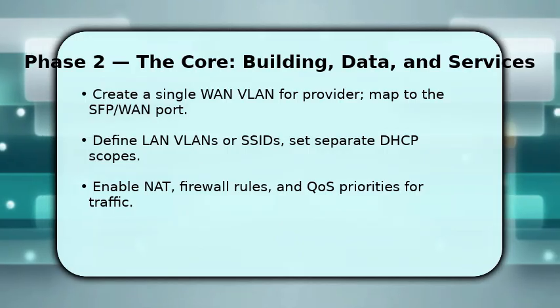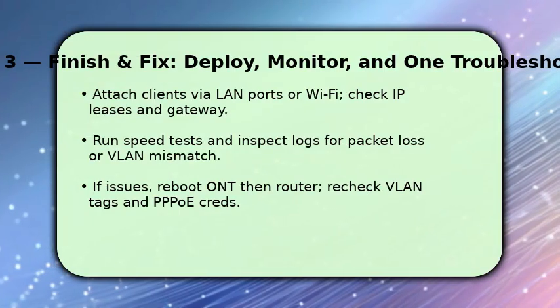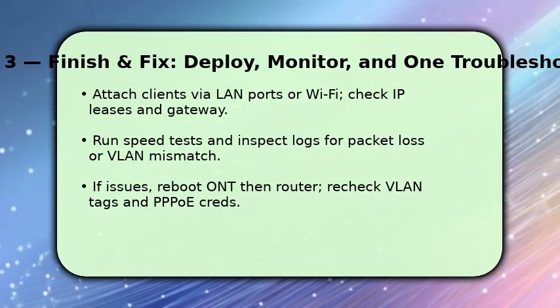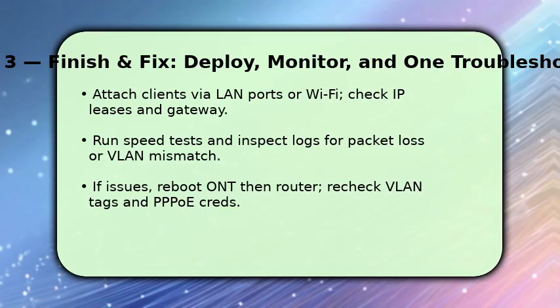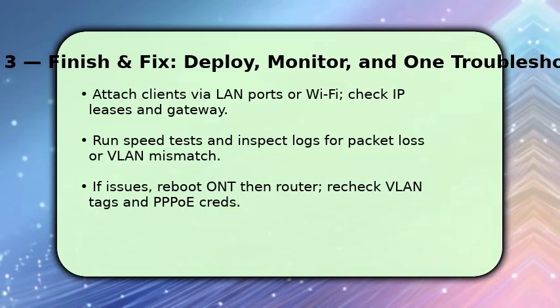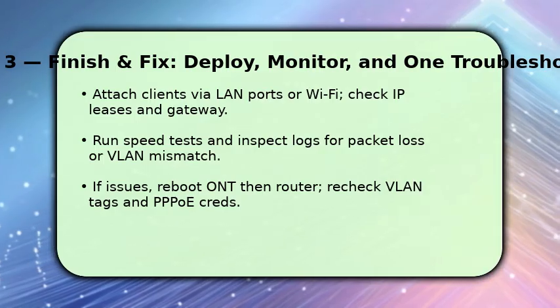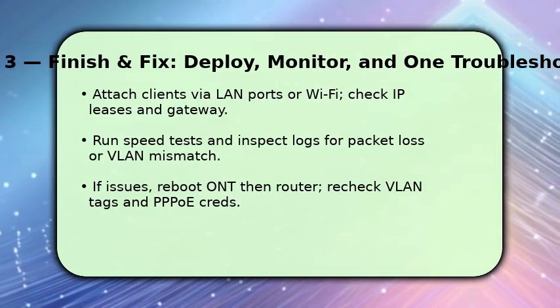Now connect your devices to the configured LAN ports or Wi-Fi networks. Confirm each client receives an IP from the router's DHCP and that the router's gateway is the ONT or provider interface. Once connected, run speed tests and watch router logs for errors like packet loss or VLAN mismatch.